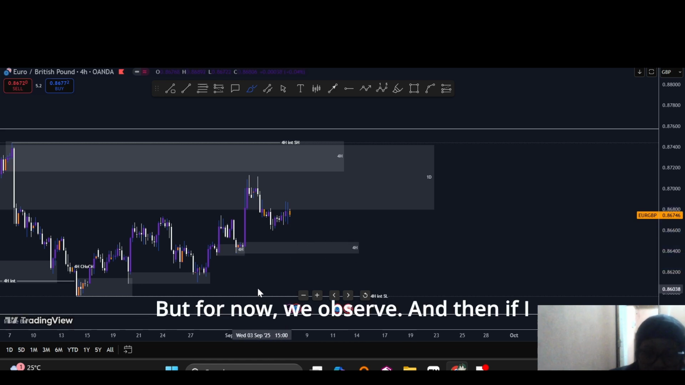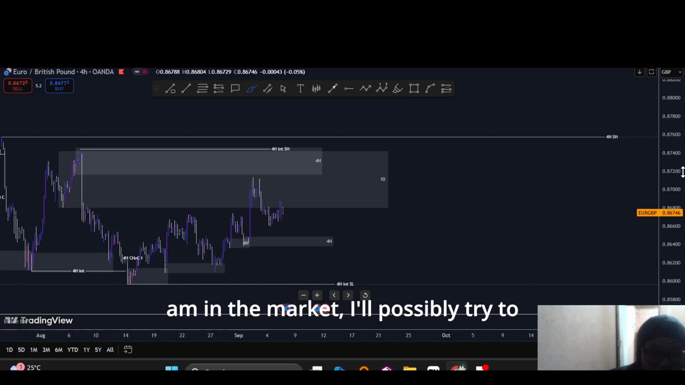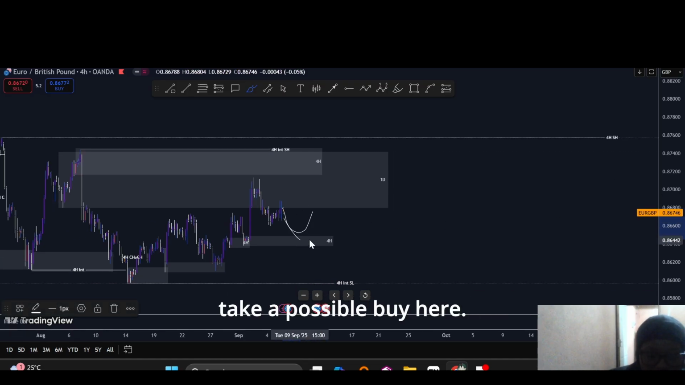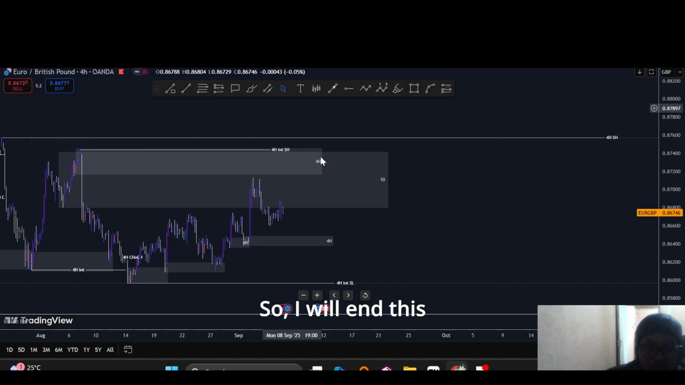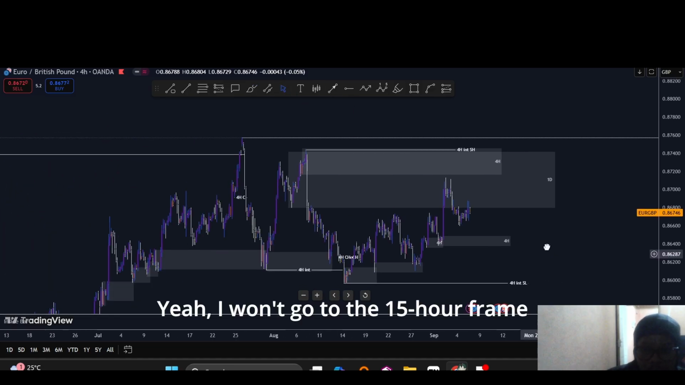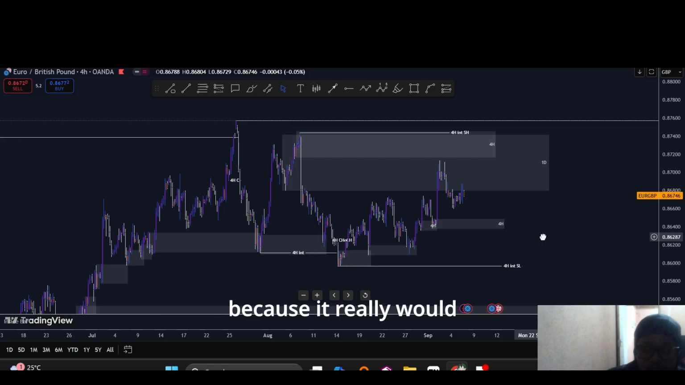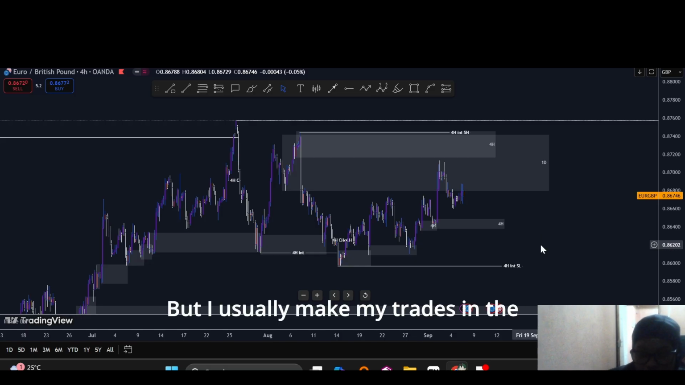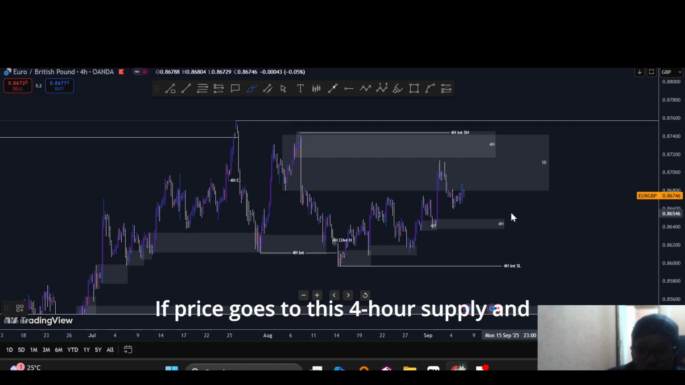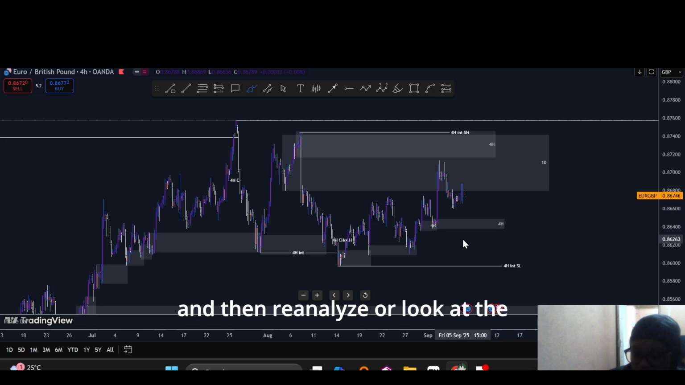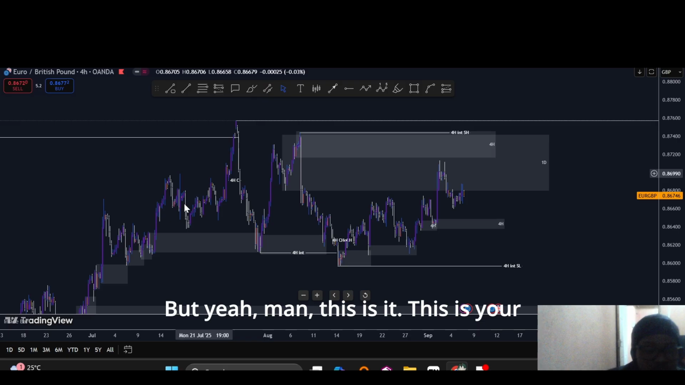But for now, we observe, and if I am in the market, I'll possibly take a buy here. So I'll end this analysis in the 4-hour time frame. I won't go to the 15, because it would require more time. But I usually make my trades in the 15-minute time frame, right? If price goes to this supply and demand zone, I'll go to the 15-minute time frame and reanalyze, look at the supply and demand zone that hasn't been mitigated, and look for my trade entries there. Then I'll make those trades. But yeah, man, this is it.